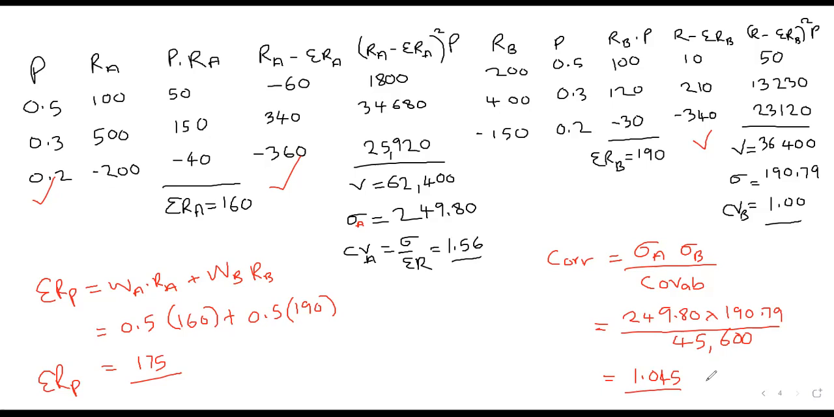It's calculated using the formula: weight of asset A squared times the variance for asset A, plus weight for asset B squared times its variance, plus 2 times weight of asset A, times weight of asset B, times the covariance of AB.